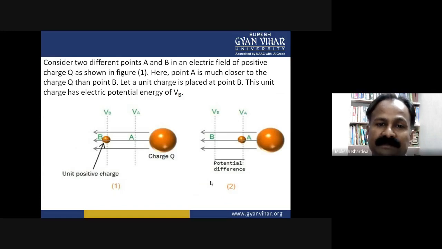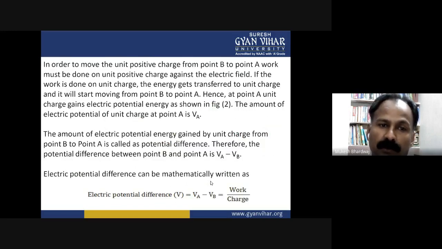Consider two different points A and B in the electric field of a positive charge Q as shown in figure 1. Here point A is much closer to the charge Q than point B. Let a unit charge be placed at point B. This unit charge has electric potential energy VB. In order to move the unit positive charge from point B to point A, work must be done on the unit positive charge against the electric field. If work is done on the unit charge, the energy gets transferred to the unit charge and it will start moving from point B to A.